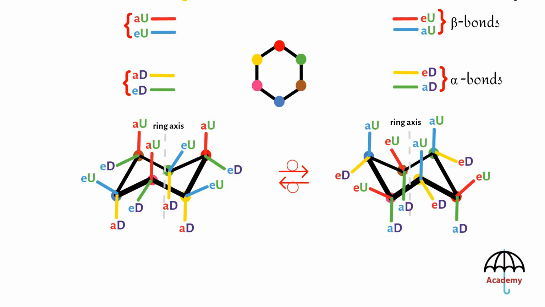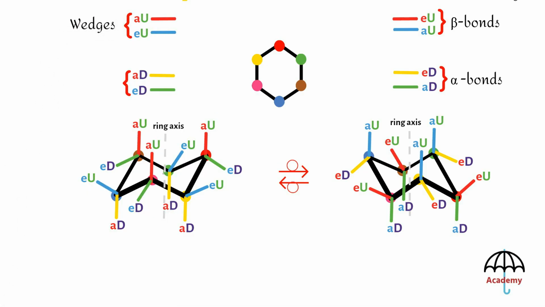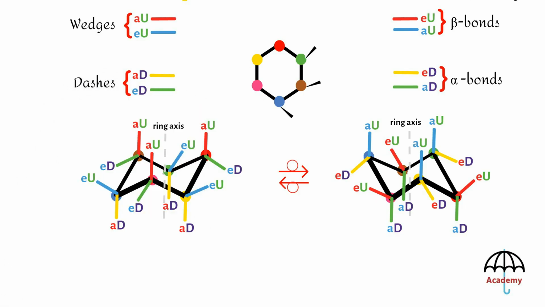The up bonds are the groups on wedges in the planar cyclohexane, and down bonds are the groups on dashes in the planar cyclohexane. Thus, in planar cyclohexane, these wedge bonds are all beta and these dash bonds are all alpha. Notice that beta can be axial or equatorial in chair form, and so can alpha bonds, as axial or equatorial. Now you need to be attentive.